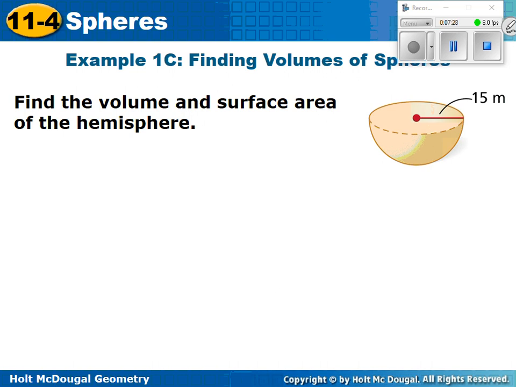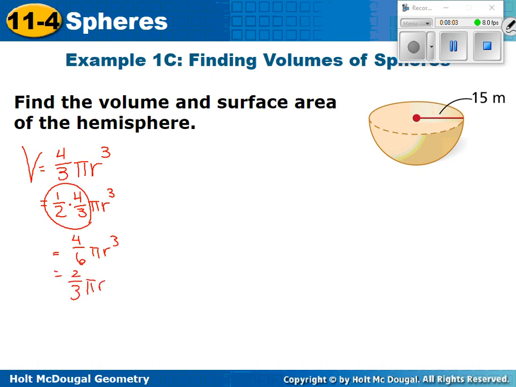Just divide by 2. So volume equals 4/3 pi r cubed. And we're going to take that and divide it by 2, which is the same as multiplying it by 1/2. Now you could do this in the formula before you actually plug anything in if you want to. You don't have to. What would this reduce to though? Half of 4/3. Because it's 4/6, which would be 2/3.